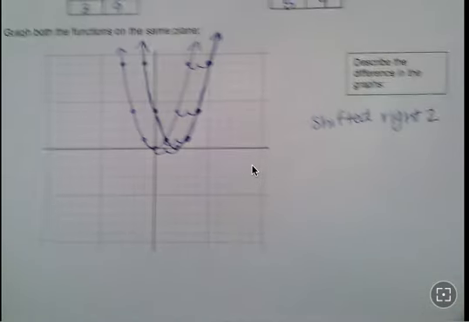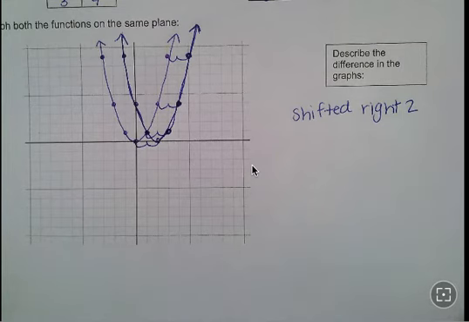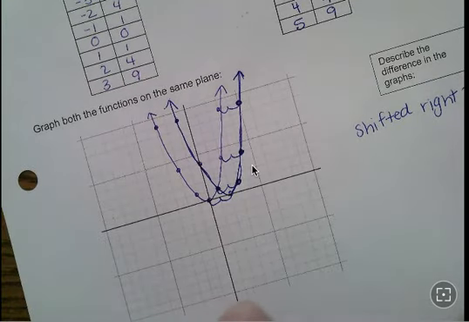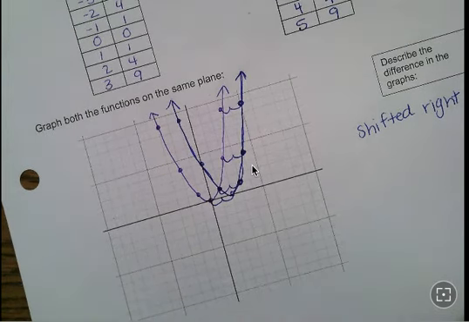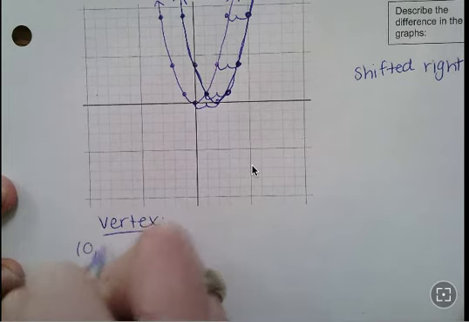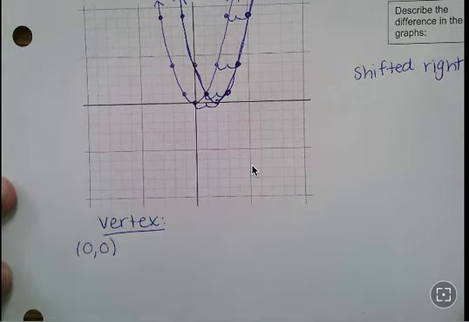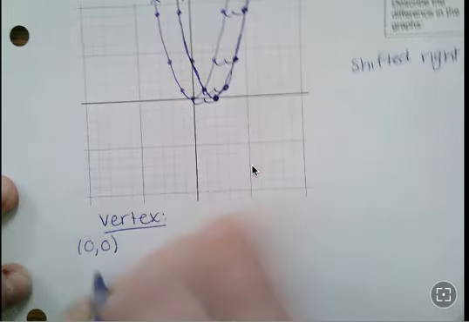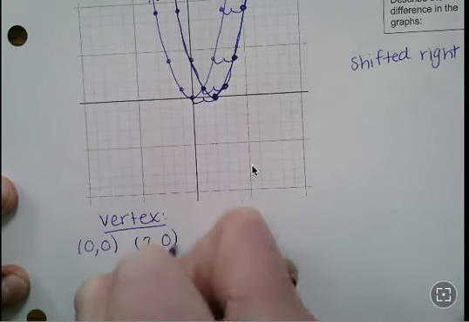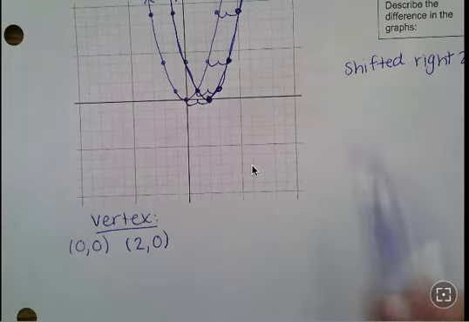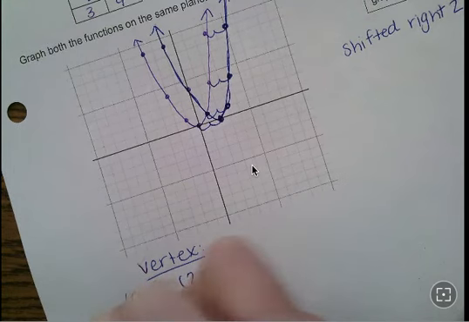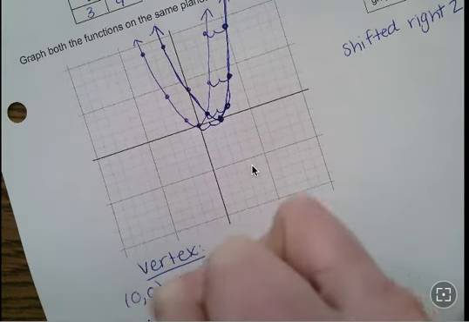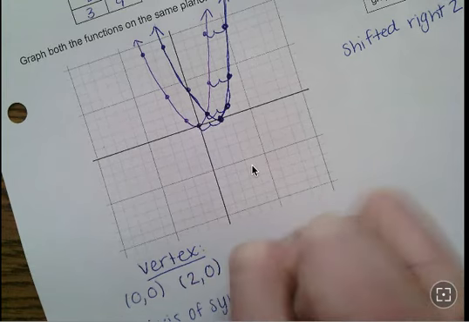All right, so let's take a minute here and let's talk about the vertex of both of these things. Okay, so the vertex of the purple parabola is at 0, 0, but the vertex of the blue parabola, the second one there, was at 2, 0. Okay, which should make sense if we've shifted to the right 2. Okay, let's now look at the axis of symmetry.